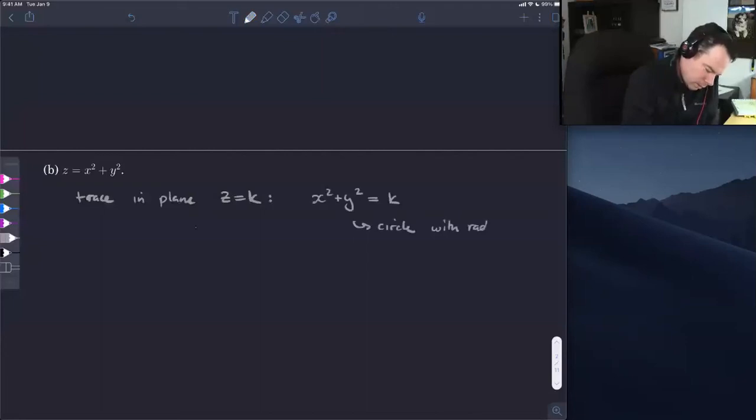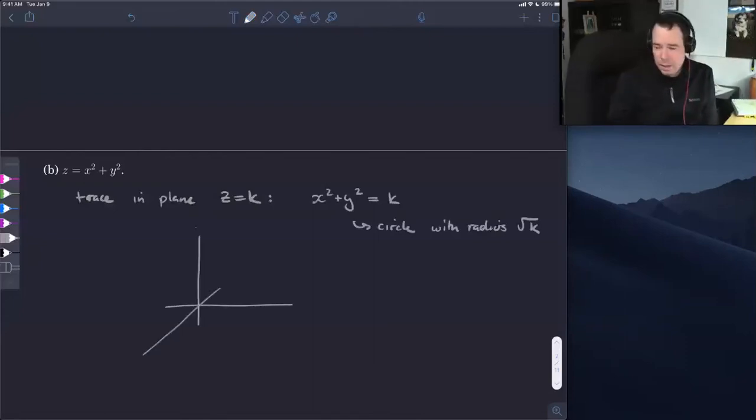with radius root k. So that means that at any given height, what I'm going to get is a circle. And in particular, since I'm taking the square root, I better make sure that k is bigger than or equal to 0, because it doesn't make sense when k is negative. There's going to be no solutions with a negative z value to this surface. There's going to be no points on it with a negative z value, because the z value is the sum of squares, which is always positive. So this tells me it's a circle.